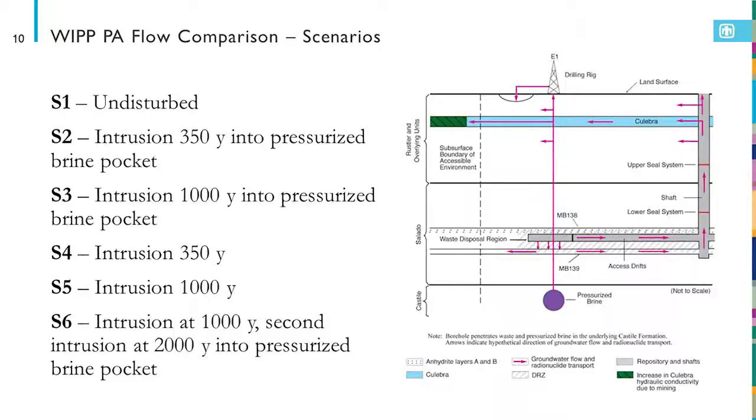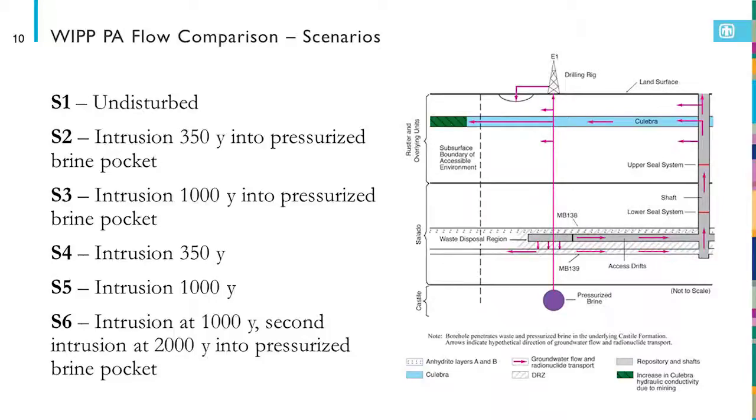Otherwise, conceptually, scenario 1 is undisturbed. So in scenario 1, you have the conceptual pathways, including the shaft and the marker beds, but no borehole intrusion. Scenario 2 includes borehole intrusion into the repository, hitting that pressurized brine pocket. Scenario 3 is intrusion at a later time, but again, hitting the overpressured brine pocket. And then scenarios 4 and 5 include borehole intrusion into the repository without hitting the pressurized brine pocket. So the driving force for flow upward is much less in scenarios 4 and 5 than in 2 and 3.